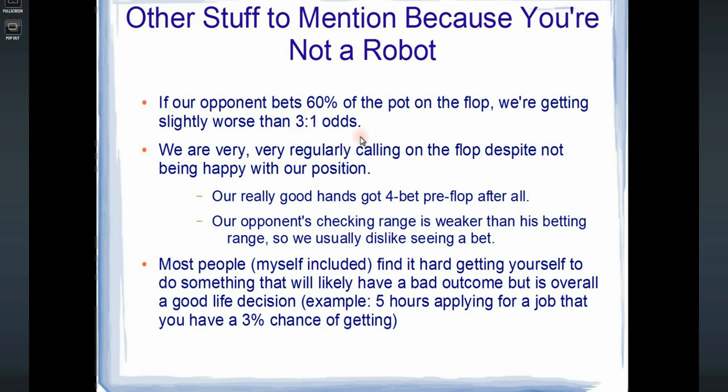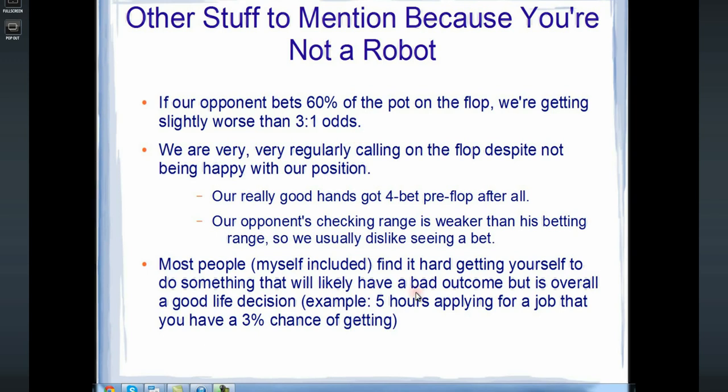Most people, myself included, find it hard getting yourself to do something that will likely have a bad outcome, but is overall a good life decision. So even if we're not thinking poker, an example would be, I would hate having to spend 5 hours applying for a job that I think I have a 3% chance of getting.